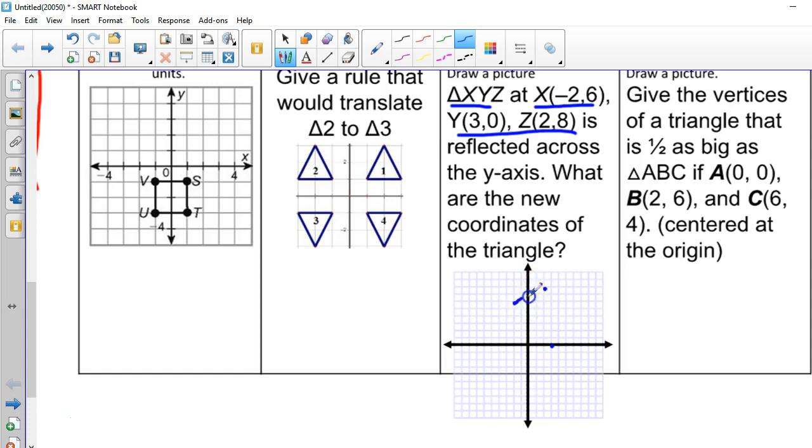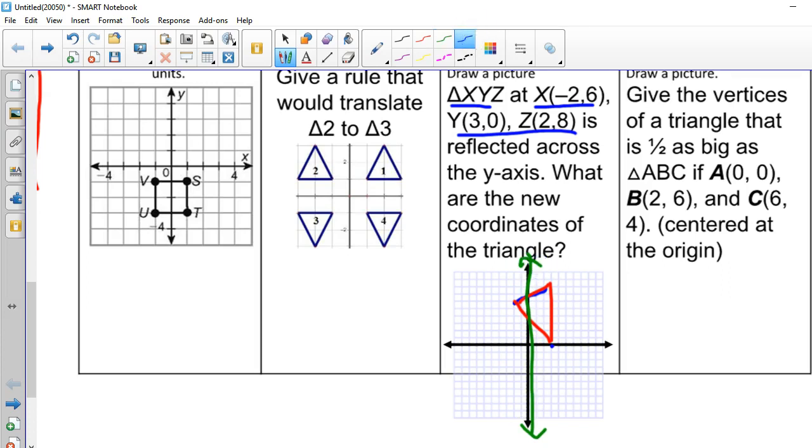Let me connect my lines. This may not be the prettiest triangle when I draw it. Let me connect them in red. There we go. So there's my triangle basically. Now I need to reflect that across the y-axis. Okay, so let's mark our y-axis. There's our line of symmetry. So I need to be equidistant from my y-axis.